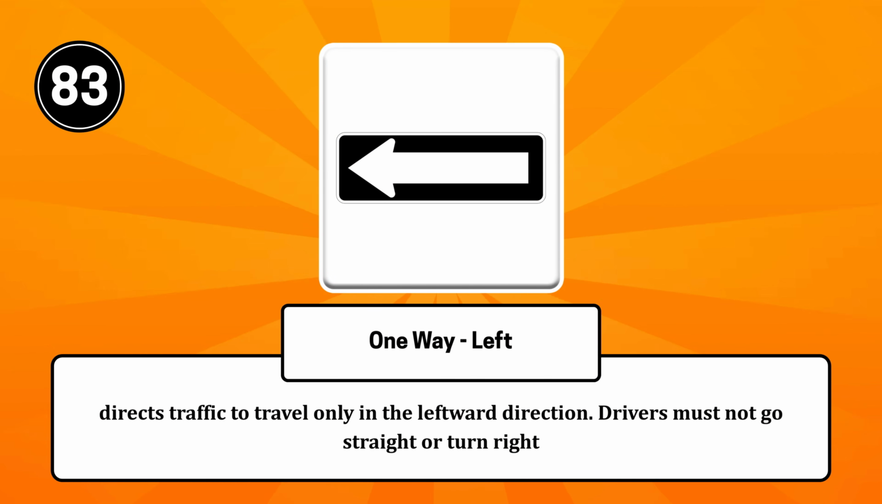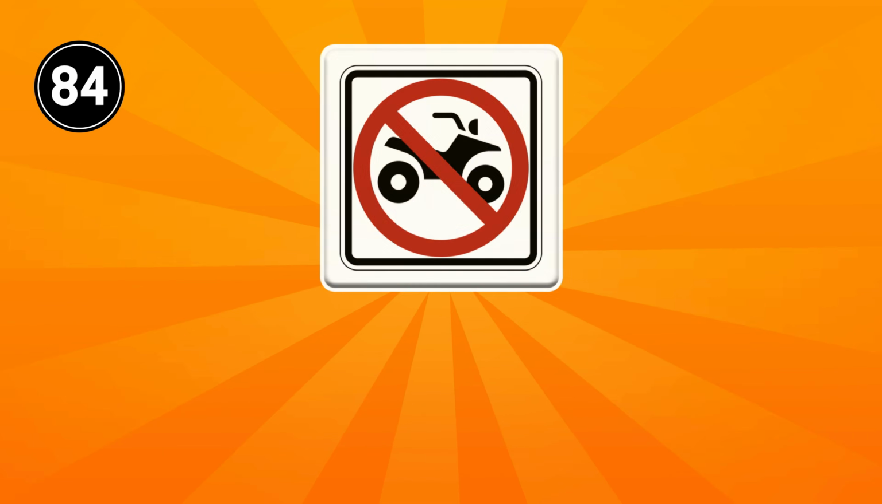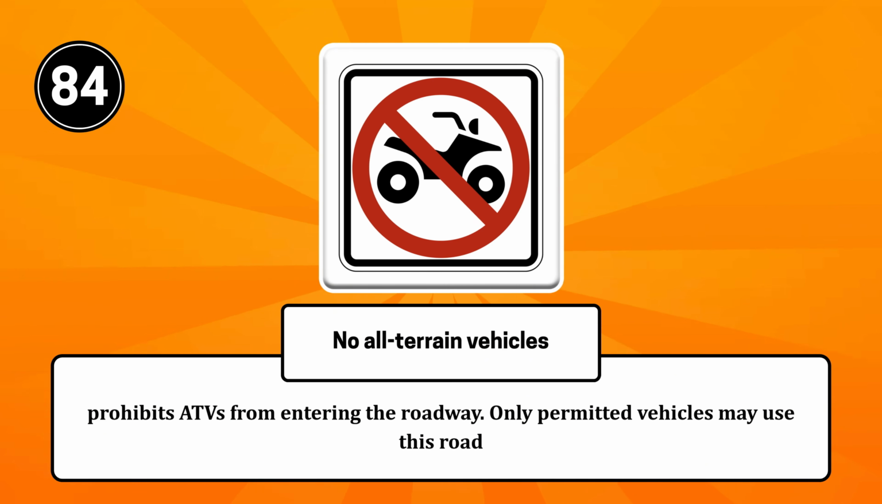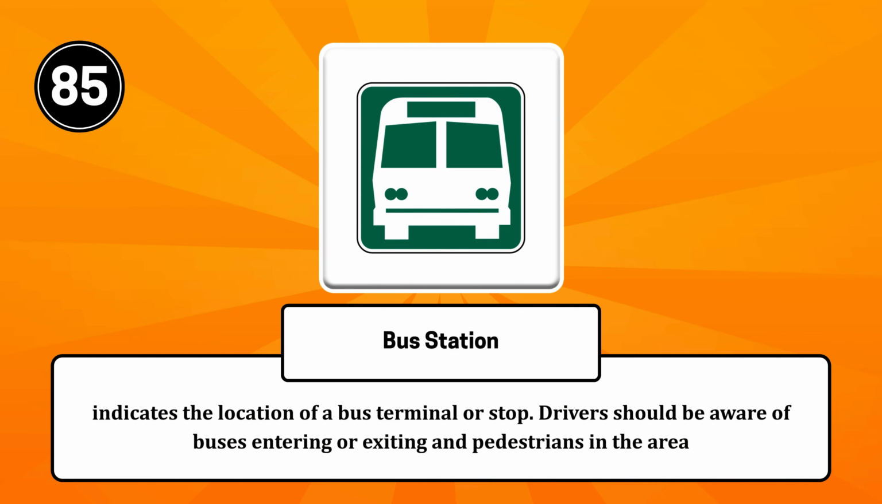The one-way left sign directs traffic to travel only in the leftward direction. Drivers must not go straight or turn right. The No All-Terrain Vehicles sign prohibits ATVs from entering the roadway. Only permitted vehicles may use this road. The bus station sign indicates the location of a bus terminal or stop. Drivers should be aware of buses entering or exiting and pedestrians in the area.